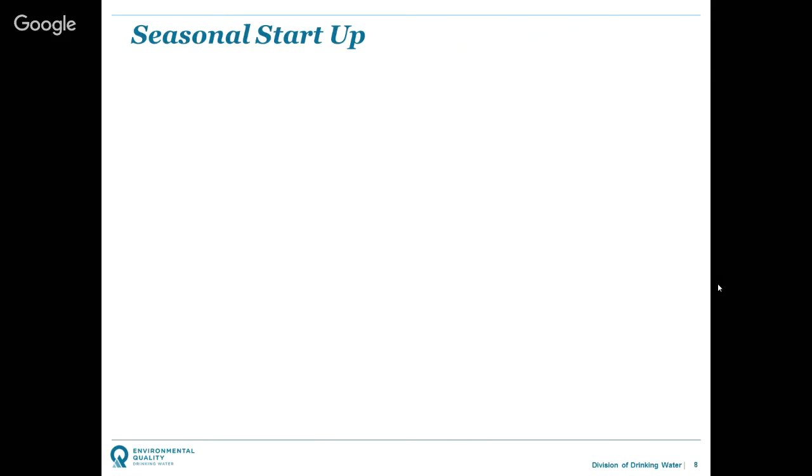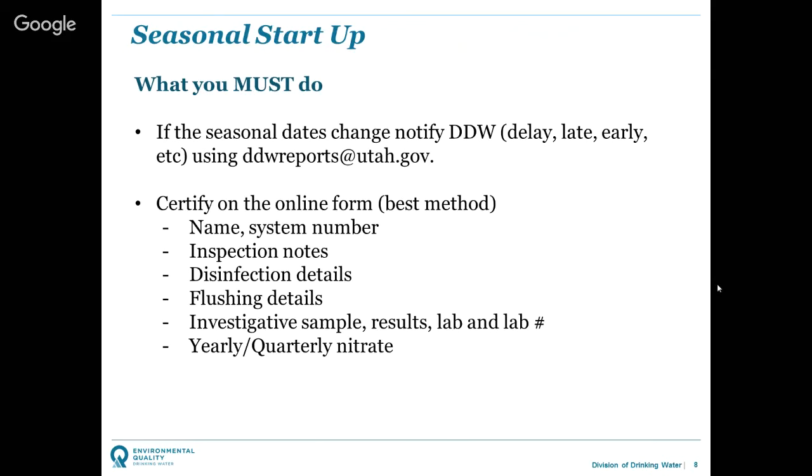So how do you do it? This is what you have to do. First of all, you need to keep us posted on the start dates and end dates, but most importantly, the start dates. They really matter, because if you are going to delay your start, or you're starting a tiny bit late, or you're opening early, if the dates you're opening are different, we need to know about it. You can just submit an email to ddwreports@utah.gov, but you need to let us know.